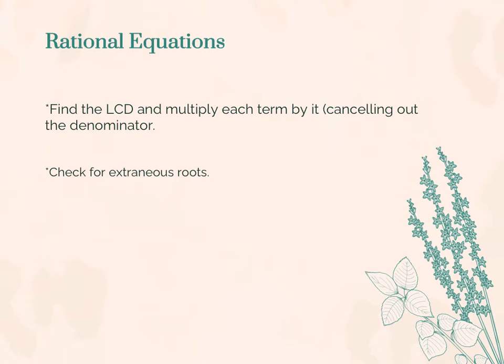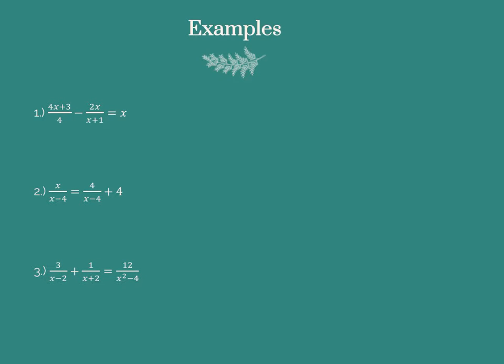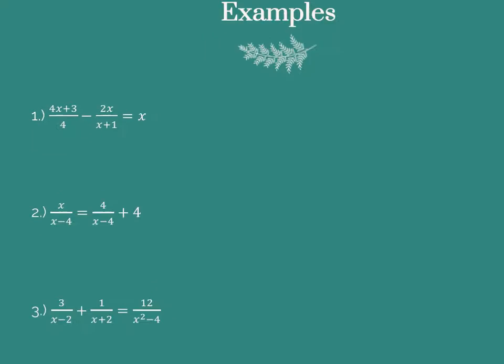The difference between what we did before and now is that these are just a little bit more amped up as far as the numerators go. You might be factoring more, you might be using the quadratic formula, stuff like that, okay? So we start with those examples. Example 1 says (4x plus 3) over 4 minus 2x over (x plus 1) equals x.